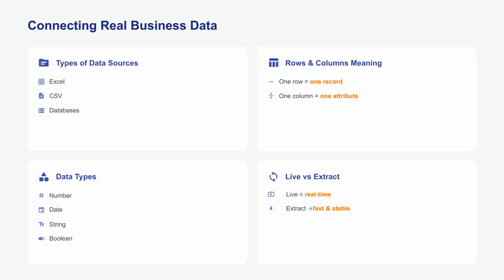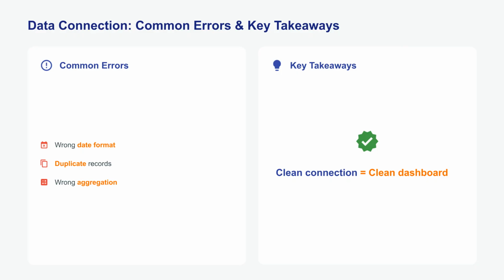Understanding rows, columns, and data types is crucial. We also cover the difference between live and extract connections. Common errors in data connection include wrong date formats, duplicate records, and wrong aggregation. Remember this key takeaway: a clean connection equals a clean dashboard.